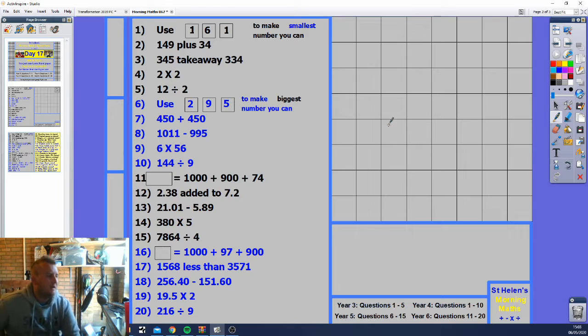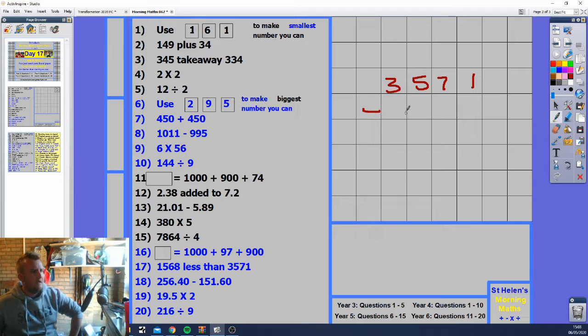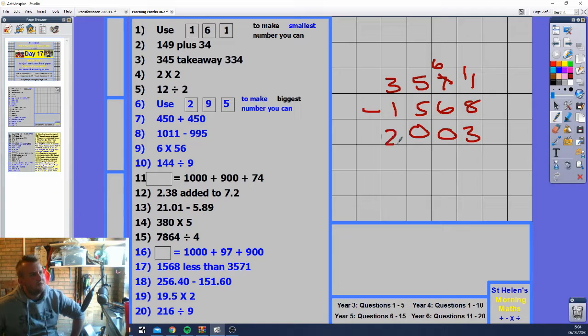1,568 less than 3,571. The number is going to be less than 3,571. So let's get 3,571. Let's take away 1,568. 1 minus 8 you can't do, so let's borrow from here. 11 minus 8 is 3. 6 minus 6 is 0. 5 minus 5 is 0. 3 minus 1 is 2. And you get 2003. What do you think happened in 2003?